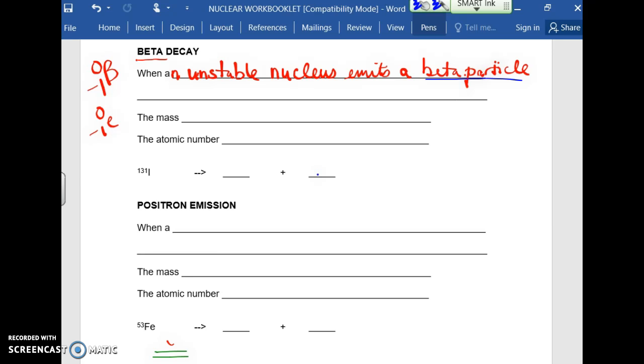This can happen because a neutron turns into a proton. And it turns out when you do that, you have to emit an electron in the process. I'll show you exactly what happens. Well, if you're getting rid of a particle that has really no mass, then the mass is going to remain constant.